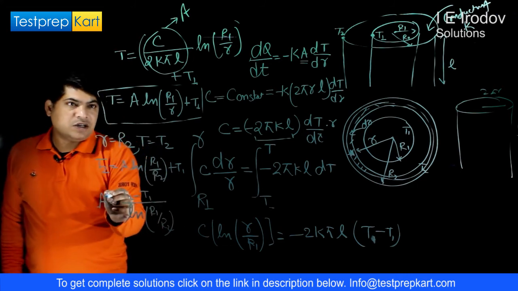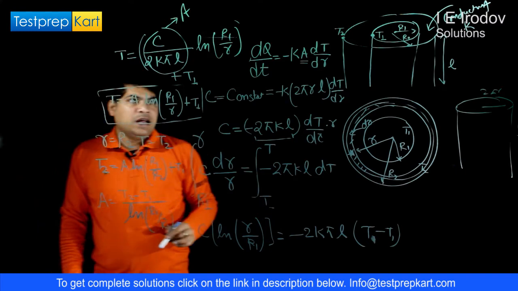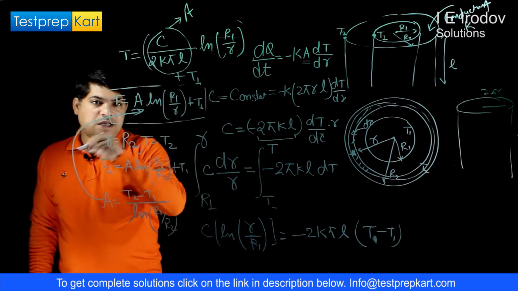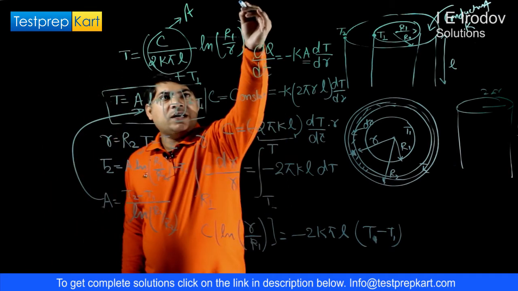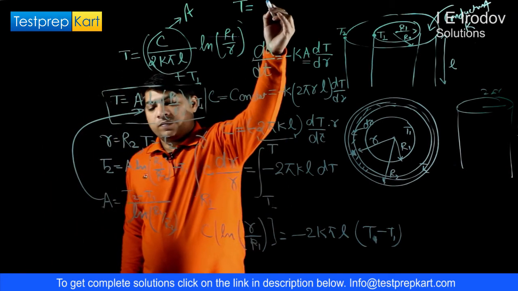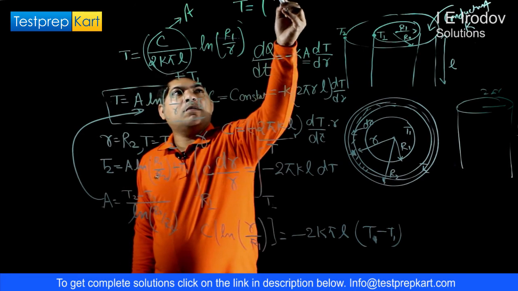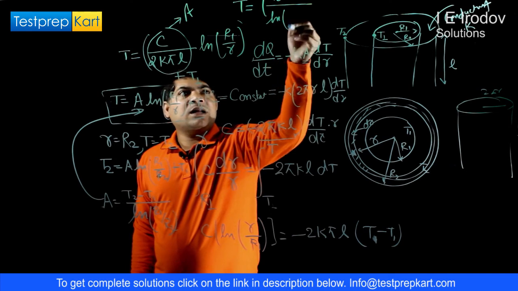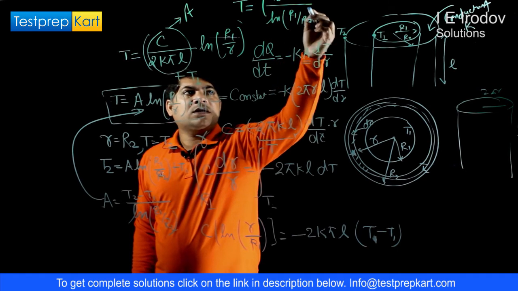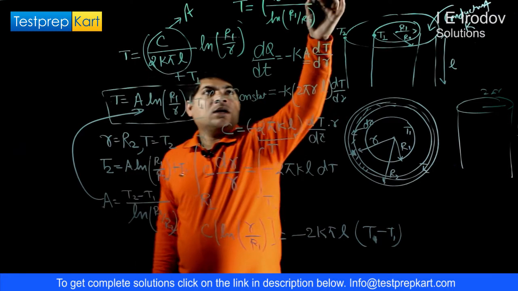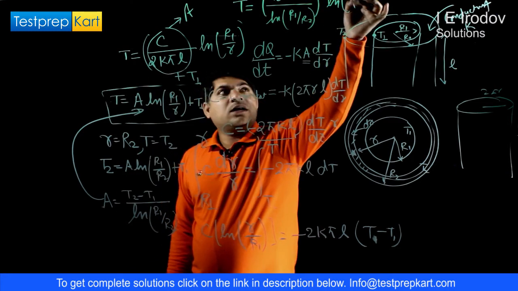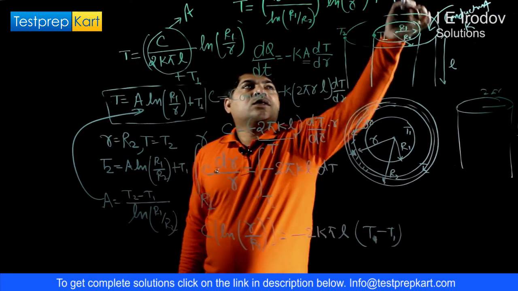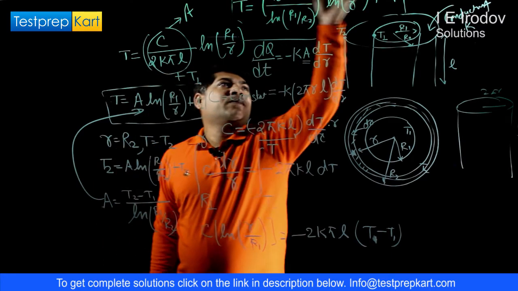So this constant can be substituted here, and we can write the final expression for temperature by putting it in the equation of T. Then T is equal to T2 minus T1 over ln R1 over R2, all into ln R1 over r, plus T1. So this is the final expression for how the temperature is changing.